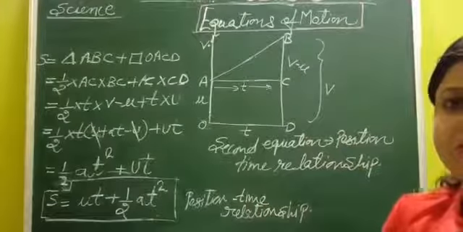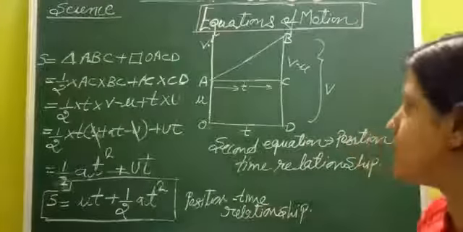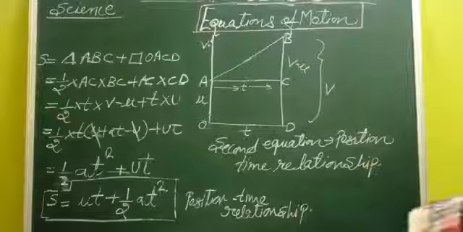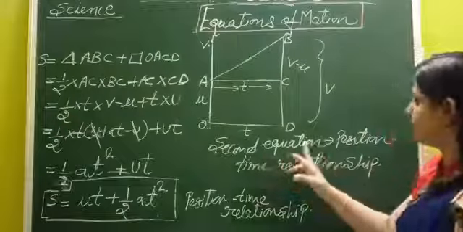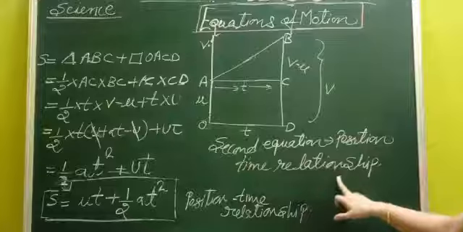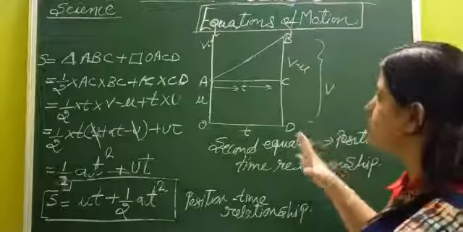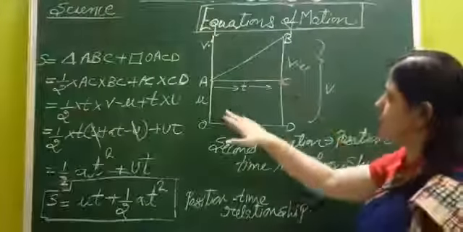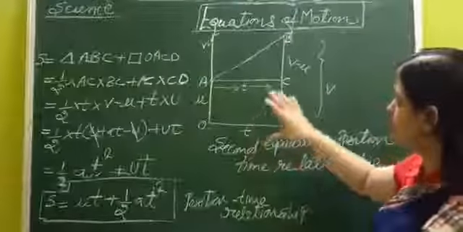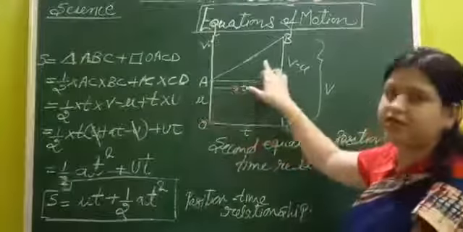First is the velocity time relationship, v equals u plus at. Second equation is very important. Second equation shows the position time relationship. For the position time relationship, students, you can see this diagram clearly. We can take the diagram of a rectangle and a triangle.